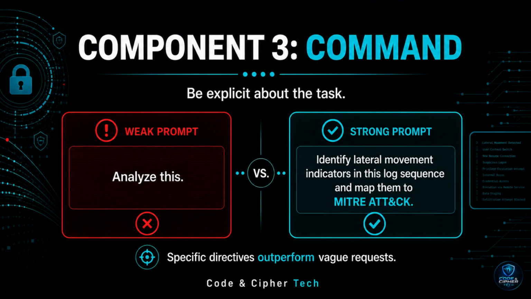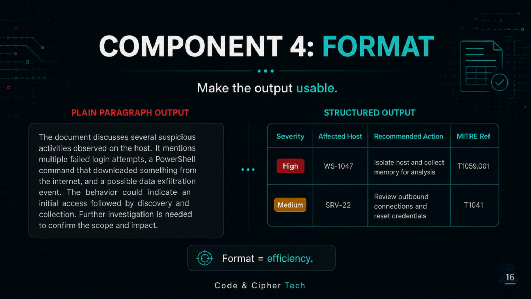Component 3, command. The command is your explicit task, not a vague request. It's a precise directive. Analyze this is not a command. It's an invitation for the model to guess your intent. On the other hand, identify lateral movement indicators in this log sequence and prioritize them by MITRE ATT&CK technique. That is a command. The difference is specificity. The model can follow a specific directive. It can only approximate a vague one. Write your command the way you would write a ticket for a senior analyst. Be direct, be explicit, assume the analyst is capable, but also assume they need clear instruction.